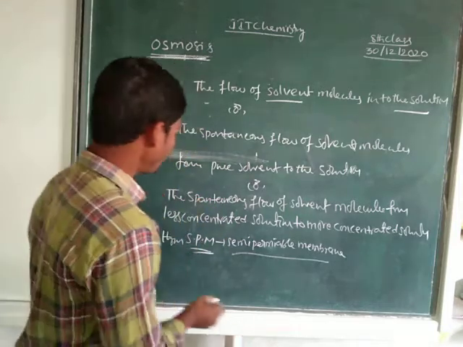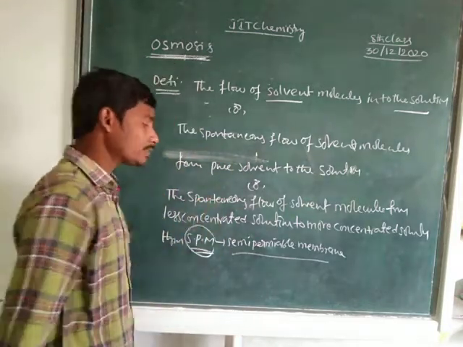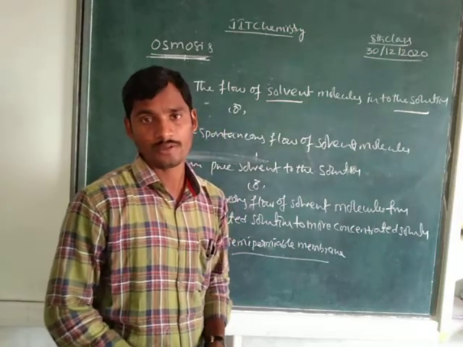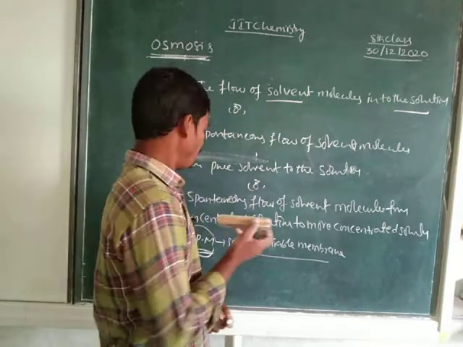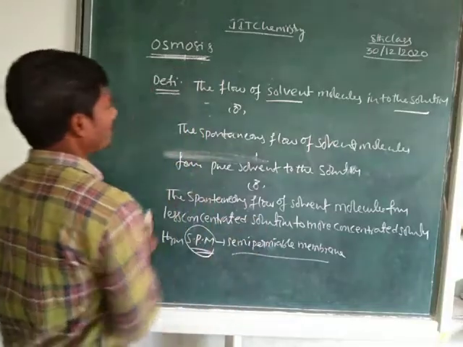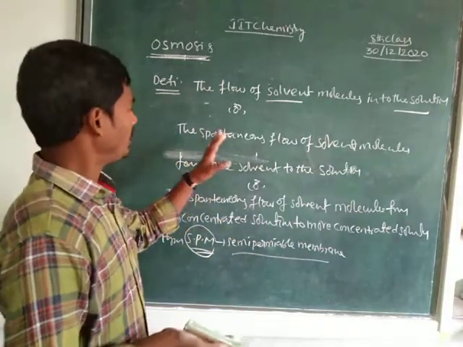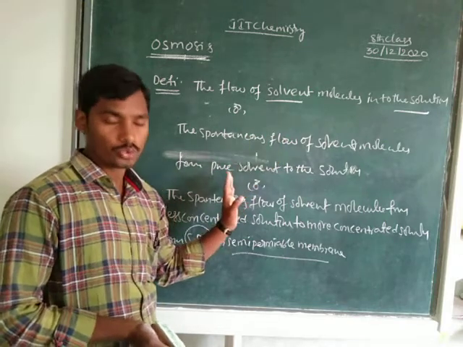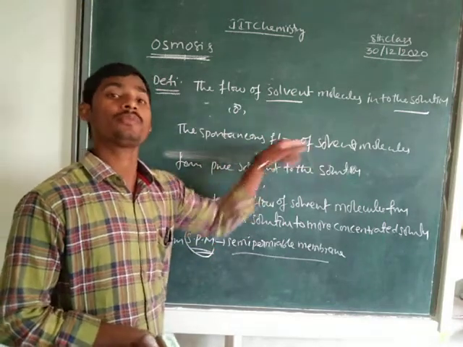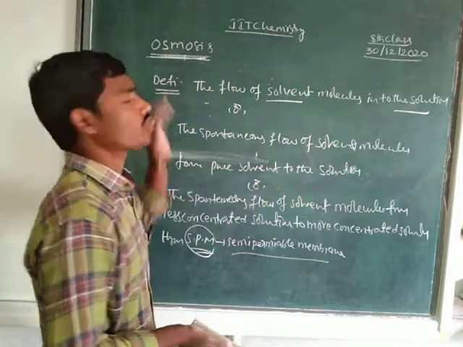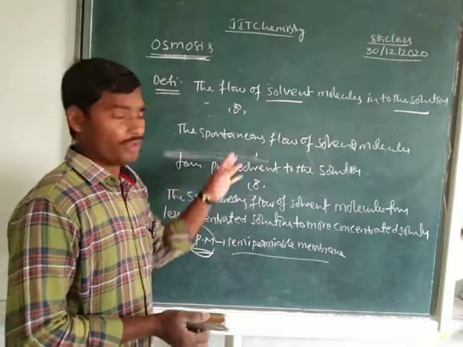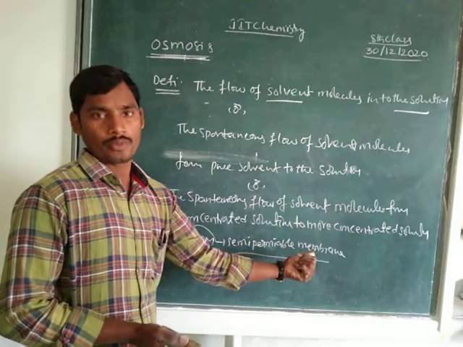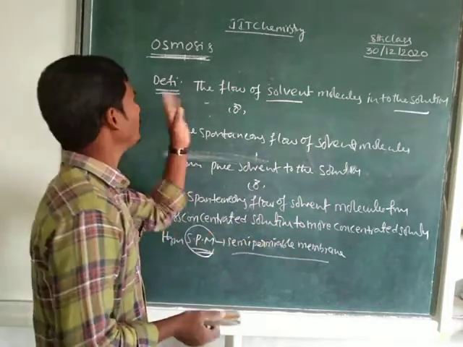Sir, here we are getting one of the terms, that is SPM. What is meant by SPM? What is meant by semi-permeable membrane? What is the definition of semi-permeable membrane? Right children, once again, simply what I am saying here: the spontaneous flow of solvent molecules from the pure solvent to the solution through a semi-permeable membrane is called osmosis. That means we are pushing the solvent molecules into the solution through the semi-permeable membrane. That is what we have to consider as osmosis.